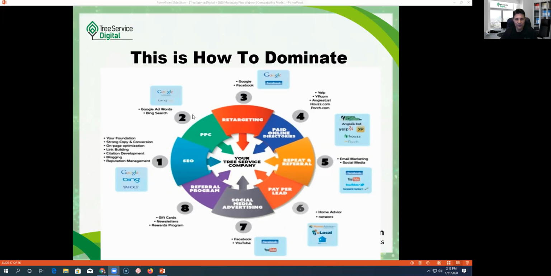It's the paid ads for PPC. It's going to be your retargeting, and that's basically just showing ads to people that have already been on your websites already, that did not convert already. Paid online directories, which is Yelp, YP.com, Angie's List.